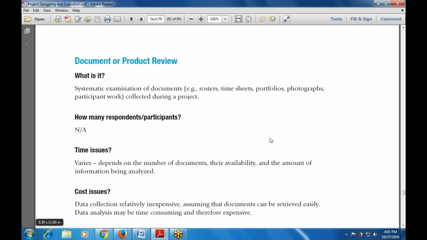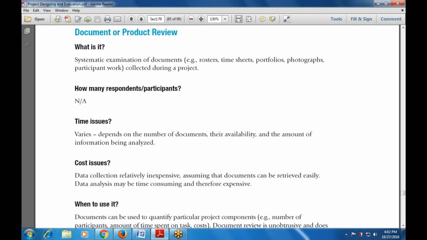What is the time issue? It varies, depending on the number of documents, their availability and the amount of information being analyzed. So whatever the information, it depends on the number of documents, their availability and the amount of information being analyzed. That is the time issue for the document review. Now, what is the cost issue, or what is the cost involved?